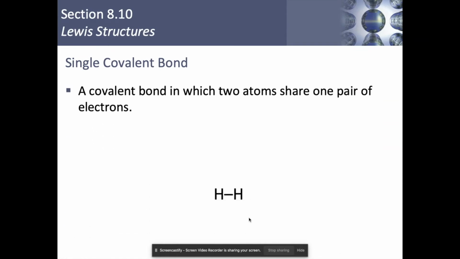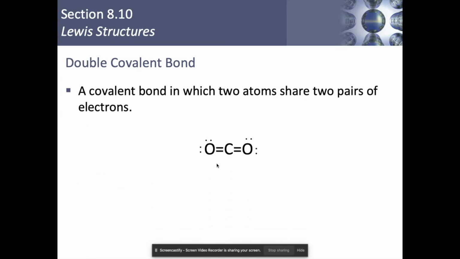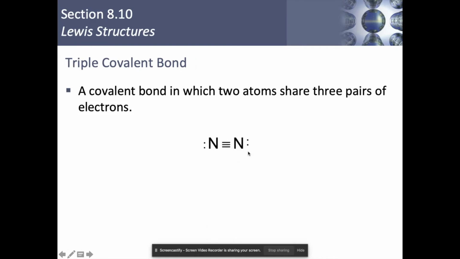Let's talk about single covalent bonds. So a single covalent bond is when 2 atoms share 1 pair of electrons, and so we represent that as a single line. Double covalent bonds, or double bonds, are when 2 atoms share 2 pairs of electrons. So right here we have a double bond. We use it in carbon dioxide here. You can see that we have 2 bonds represented by 2 lines between this oxygen and this carbon, and then also another one between this carbon and this oxygen. And then a triple covalent bond is, again, when 2 atoms share 3 pairs of electrons. So again, we have 2, 4, 6. So we have 6 electrons being shared here, represented by these lines.